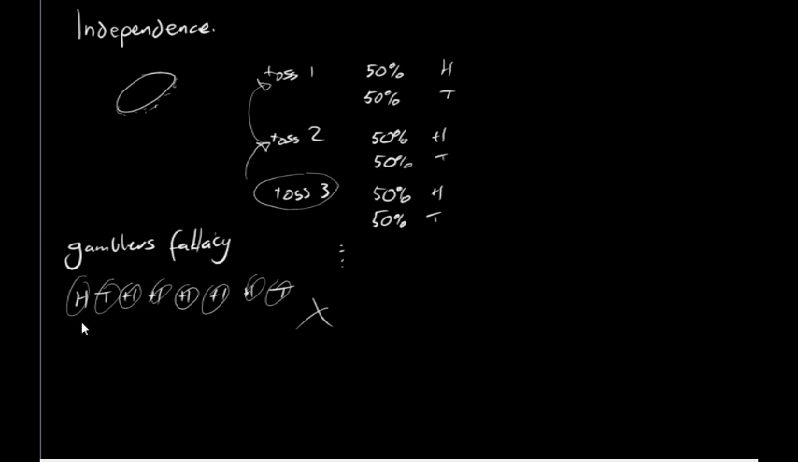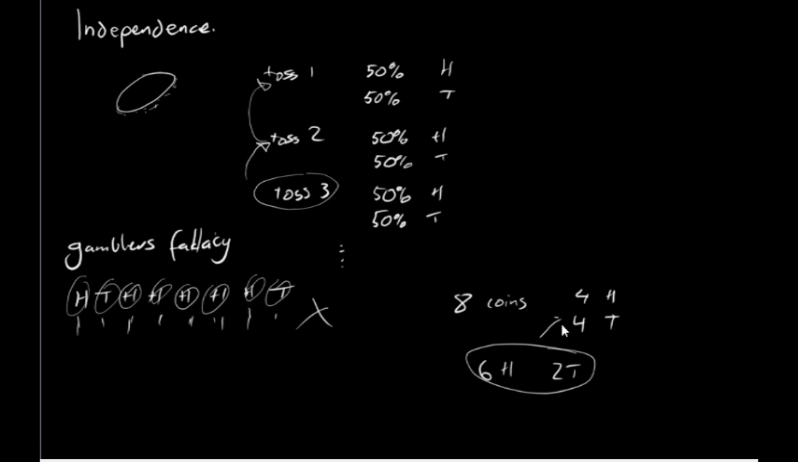This is slightly different to tossing 8 coins at the same time. If I toss 8 coins at the same time, I'd expect to get 4 heads and 4 tails. However, I might actually get 6 heads and 2 tails. The chance of getting that is slightly lower than getting 4 heads and 4 tails, which is what we expect. So, slight difference.